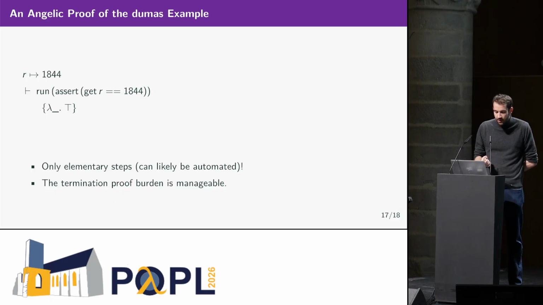Here, the observation is that we really made only elementary steps. And in particular, we did not need at any time to split the context. So it can likely be automated. We also have a termination proof here, but because the problem is not recursive, well, it's manageable.